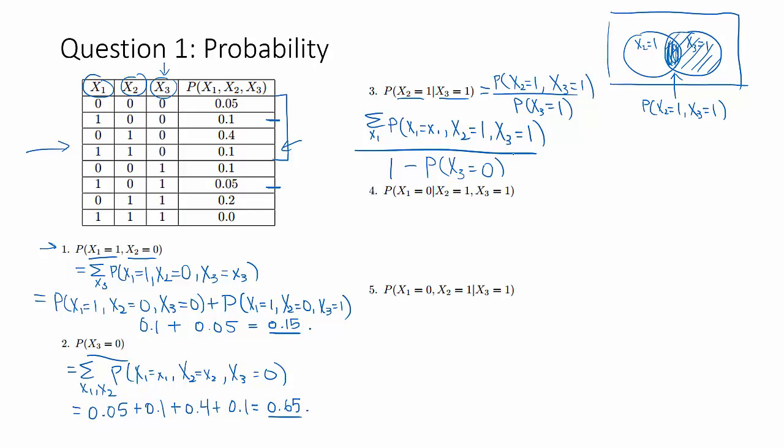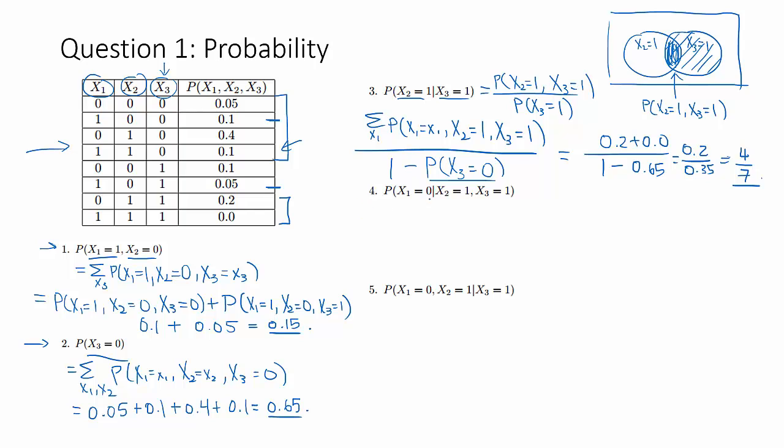Why did I write it out this way? Well, we have this term here. That's just what we calculated in part 2. And so we can solve for this. This sum, we look at all the rows consistent with x2 equals 1, x3 equals 1. That's just the bottom two rows here. So we have 0.2 plus 0.0. In the denominator, we have 1 minus p of x3 equals 0. That's 0.65, so 0.65 here. And so we get 0.2 divided by 0.35. And that simplifies to 4 over 7.